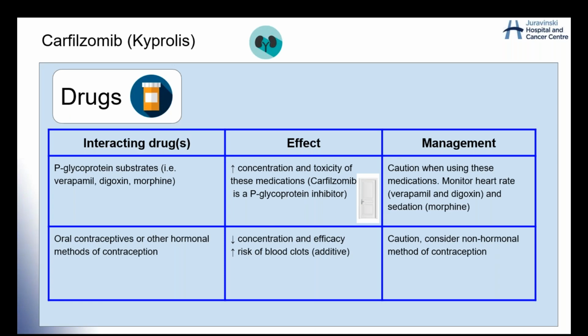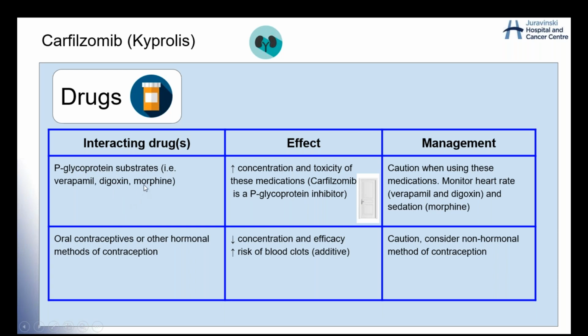Carfilzomib doesn't have as many drug interactions. What I try to do for these different drugs is put an icon here to tell you if these medications are processed by the kidneys or by the liver. So this one is processed by the kidneys, and it doesn't tend to have as many drug interactions as other medications that go through the liver enzymes. This one interacts with a group of medications that go through a P-glycoprotein enzyme.